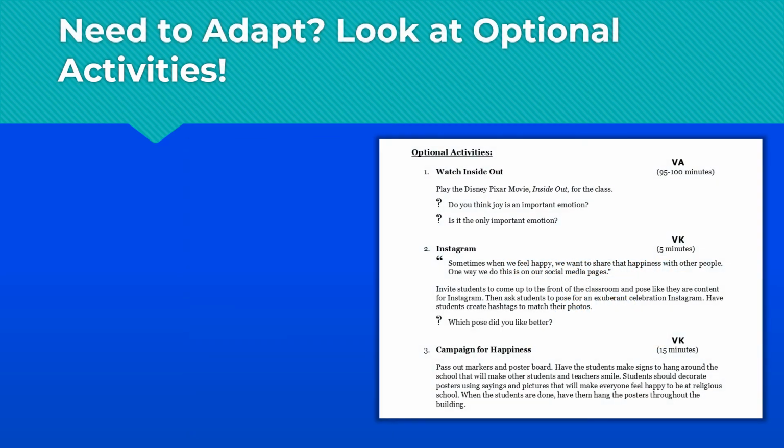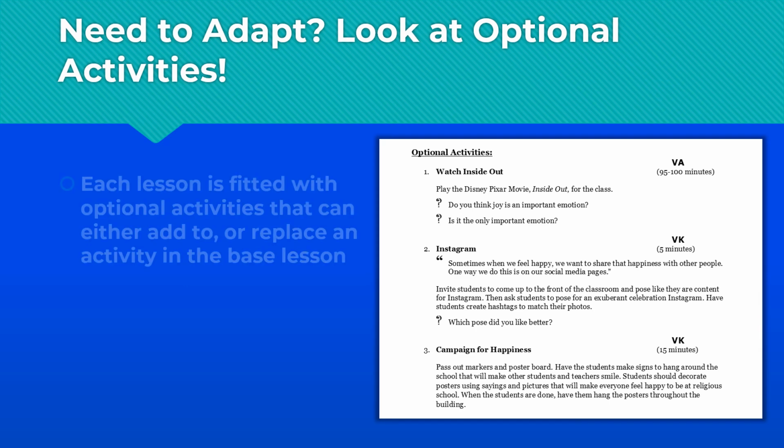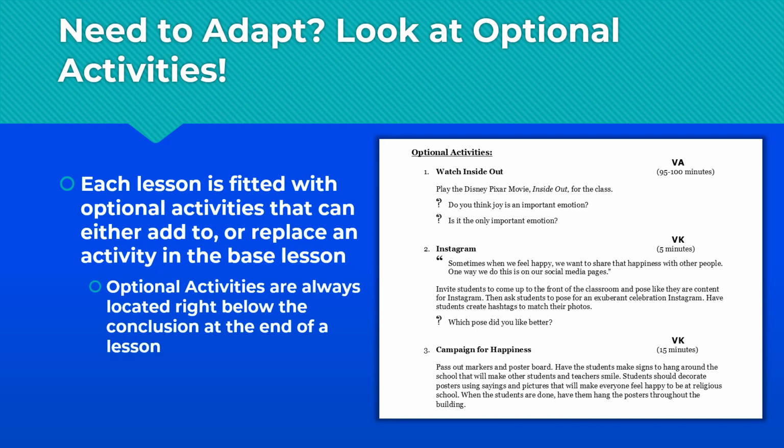If you do not always think the activities in any particular lesson are what you are looking for, do not fret. Each ISJL lesson is fitted with optional activities that can either be added to the activities in a lesson or replace a pre-existing activity to optimize your lesson. All optional activities go with the lesson they are paired with to allow for seamless integration if any optional activity were to be placed in the lesson.